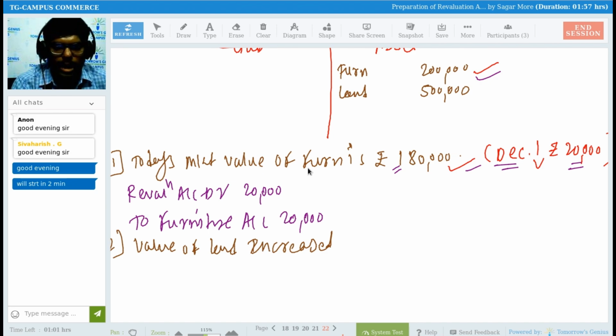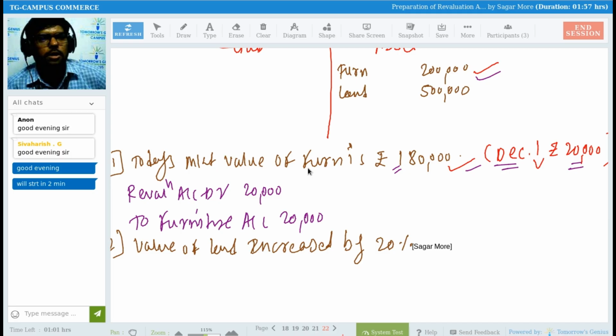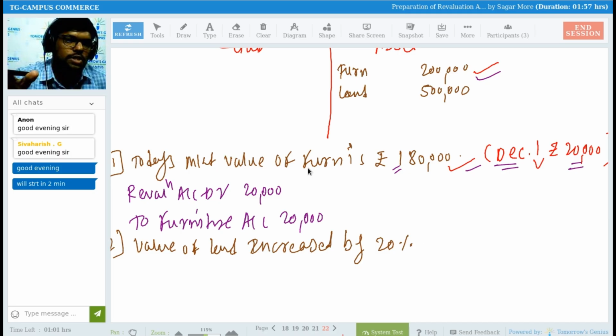Now, value of land increased by 20%. As per the balance sheet, value of land was 5 lakhs, and in adjustment number 2, it is given that value of land increased by 20%. Now, tell me.